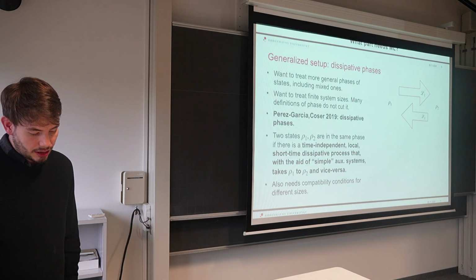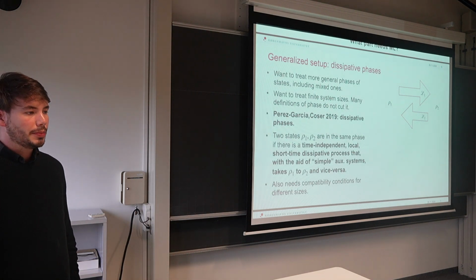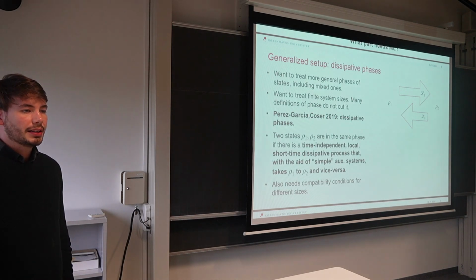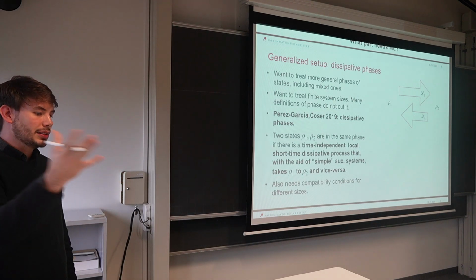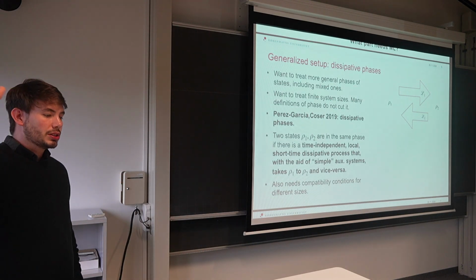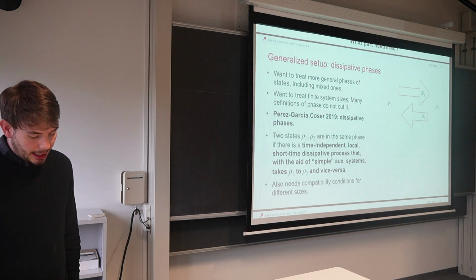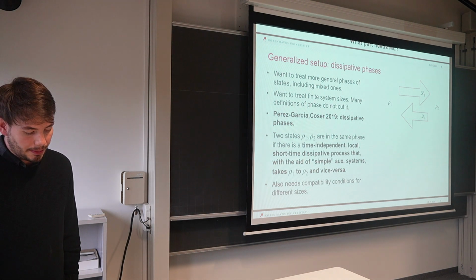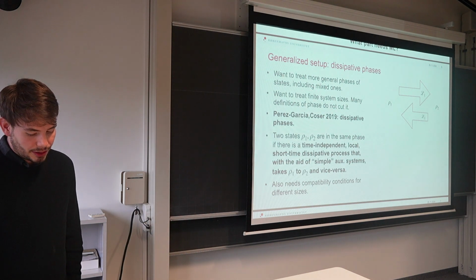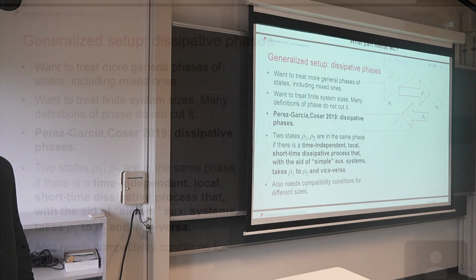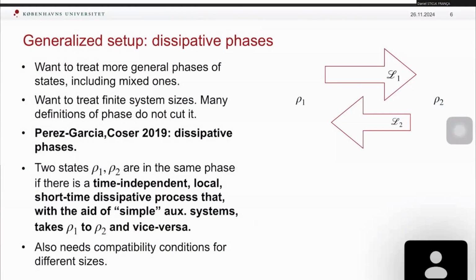Well, first of all, it's a definition of phase of matter that allows you to also talk about mixed states. So if you want to talk about thermal states and things like that, then the adiabatic evolution or shallow circuit definition of phase that other people use doesn't really work that well. Another thing is that many definitions of phases don't make a lot of sense if you're looking at finite systems. So another feature that I like about this definition is that it also works for finite systems. And what is this definition of phase that Perez-Garcia and Cirac put forward?